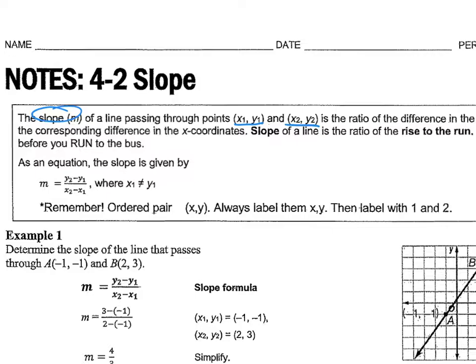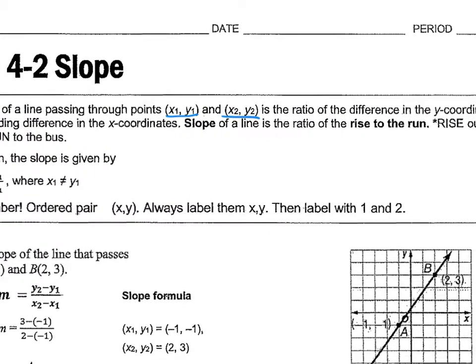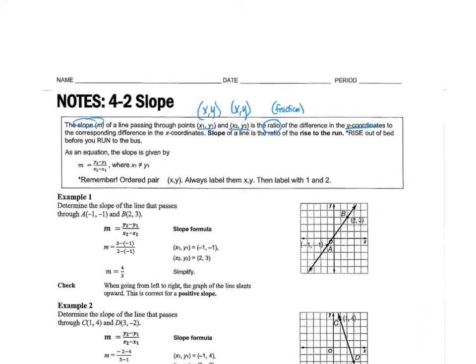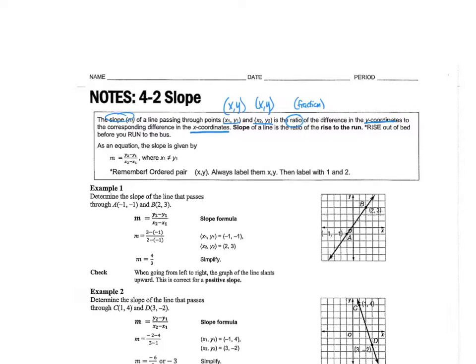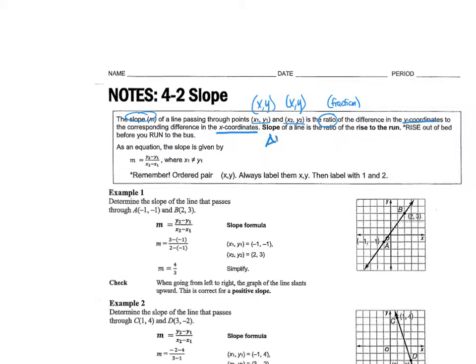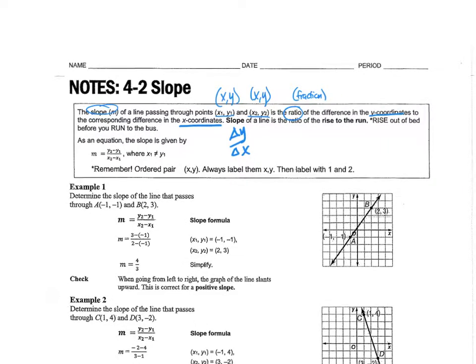So remember, when you are given ordered pairs, they're always x and y, x and y, right? That's the way it goes. And the slope is the ratio or fraction of the difference in your y coordinates to the corresponding differences in your x coordinates. So just like when we did rate of change, we were looking for the change in y over the change in x. So we're still doing the same thing. Slope of a line is the ratio of the rise to the run.